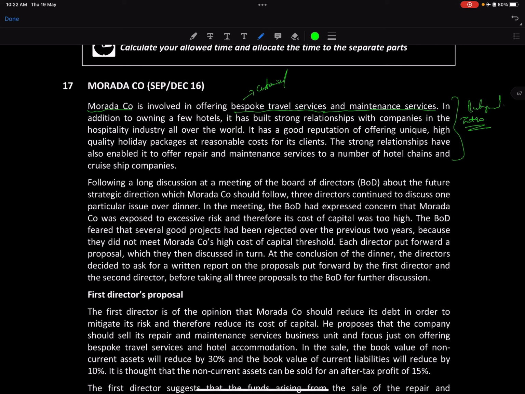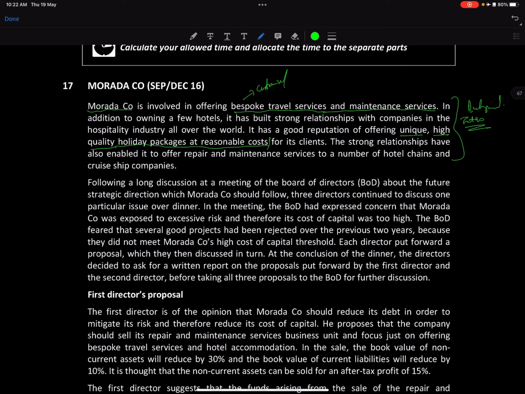So in addition to owning a few hotels, it has strong relationships with companies in the hospitality industry. So it's obviously operating in the hospitality industry because it's providing travel services and maintenance services. I just don't know what the maintenance services is. It has a good reputation of offering unique, high quality packages at a reasonable cost. Okay.